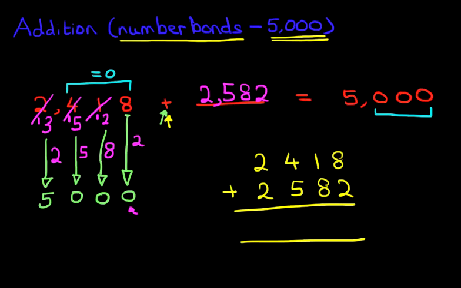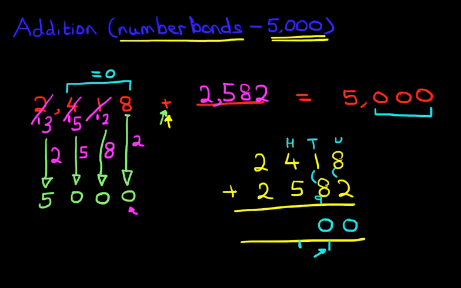Okay, so let's start with the units. We've got 8 plus 2 is, well, that equals 10. How about the tens? We've got 1 plus 8, same as 8 plus 1, that's 9. Don't forget the 1, that equals 10. So we put 1 here and 0 here.